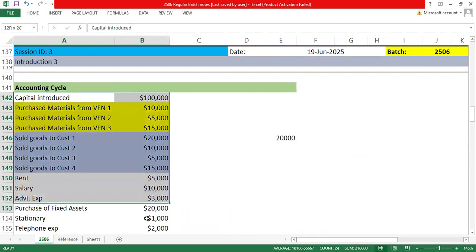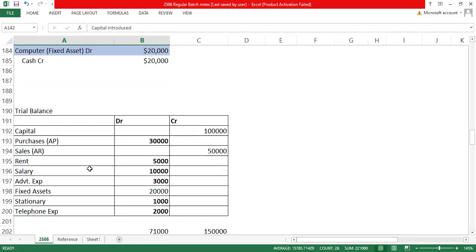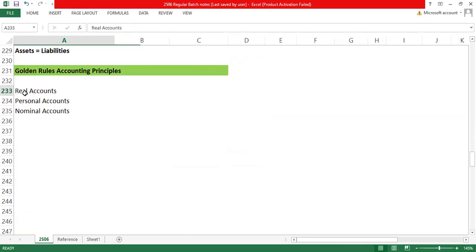Now, for any business transaction that we have listed here, each and every transaction, we should be able to identify it as one of these categories. If you are able to identify it easily, then you are going to write a journal entry as a debit or a credit. Now, as per real accounts, what are real accounts? Your cash, bank, or fixed assets.